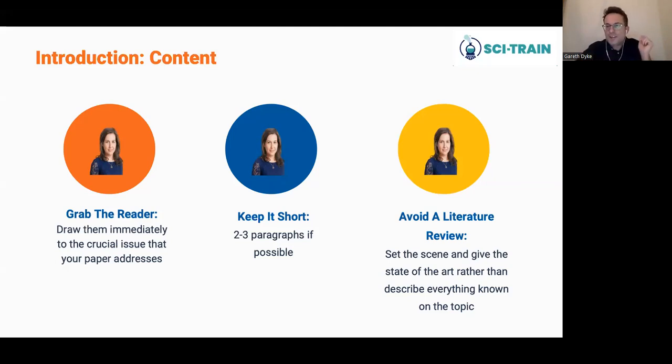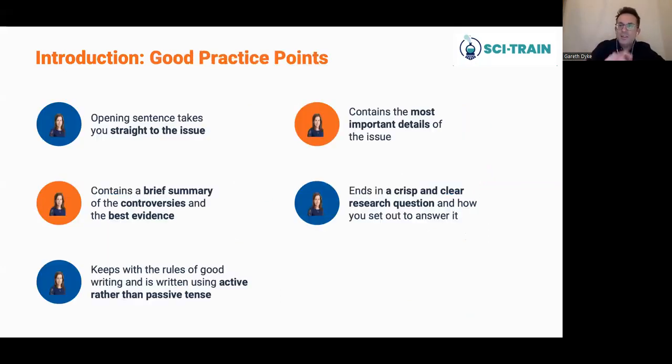So 3 sections, keep it short. First section, you talk about what the question is. In the second section, you give the reader a state of the art. In the third section, you bridge to the materials and methods. Your opening sentence takes the reader straight to the issue. You need a summary of the controversies and best evidence in your introduction, keeping within the rules of good writing, often written in the active voice.